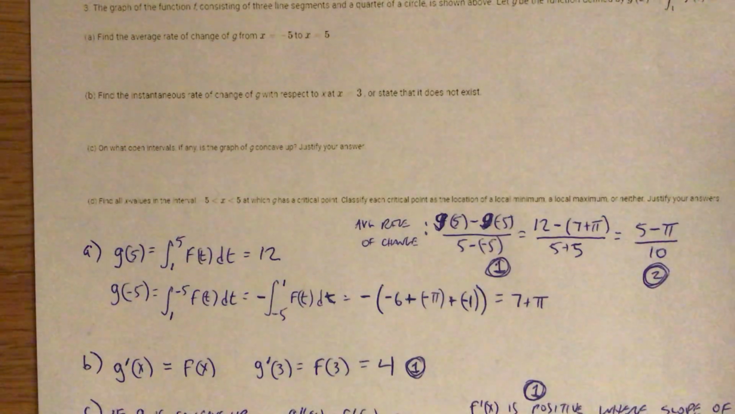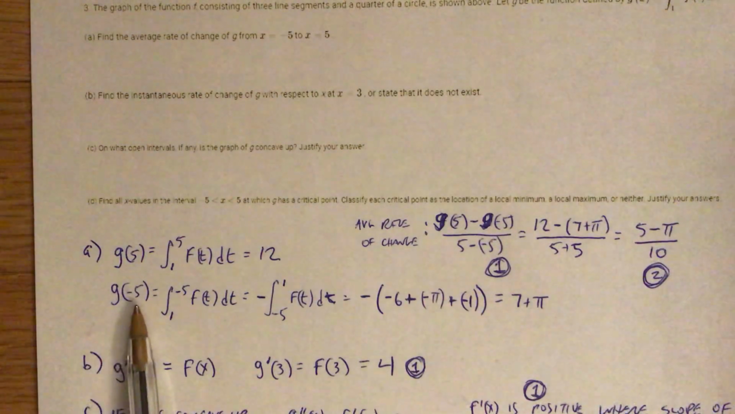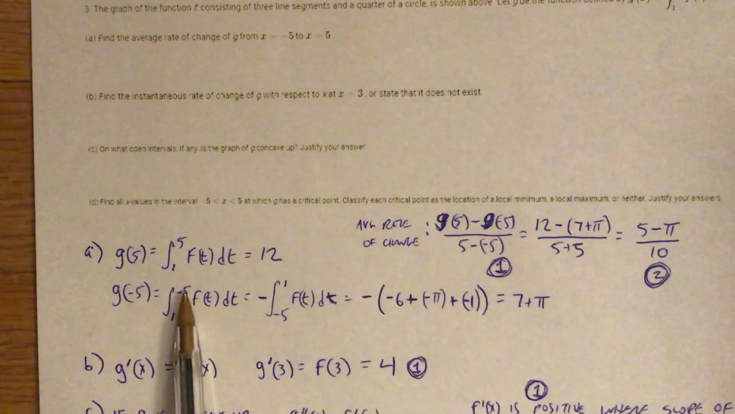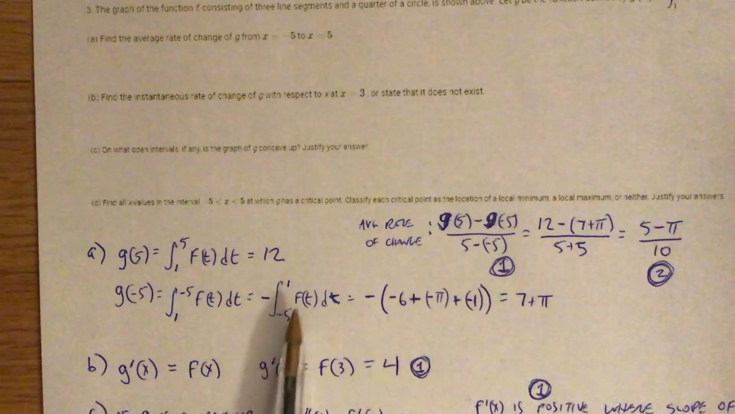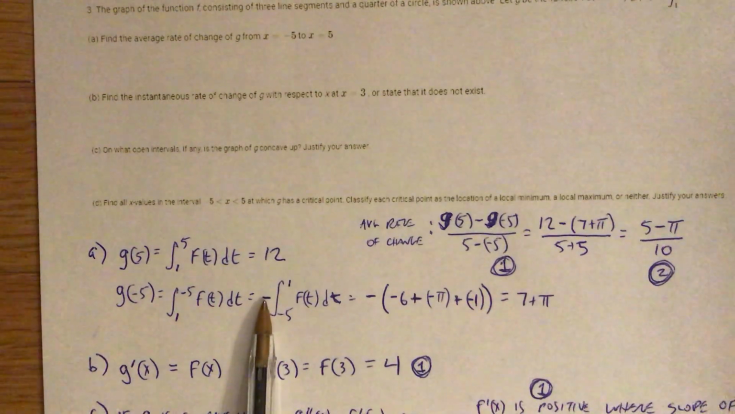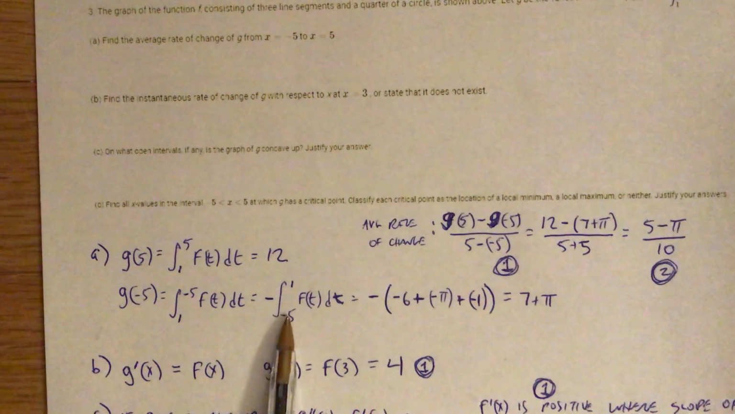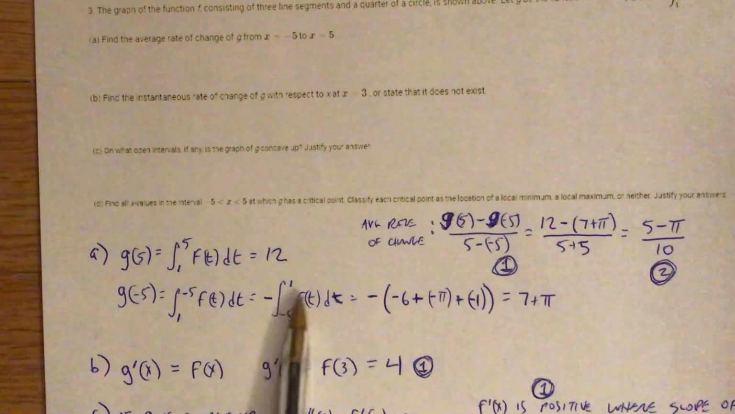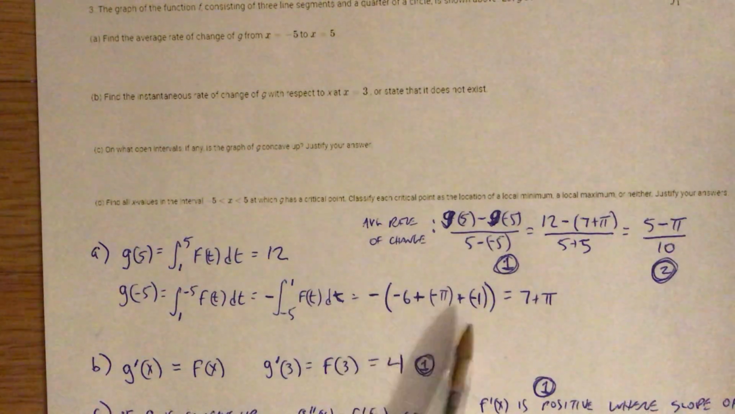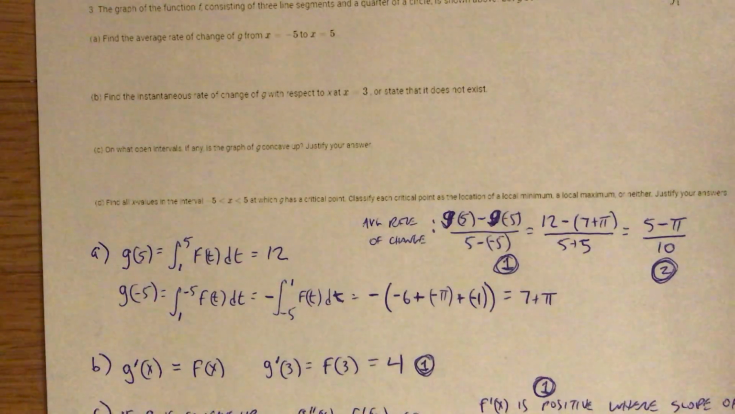Then g of -5 is a little more difficult because I'm going to integrate from 1 to -5. Now this is going the wrong way, so if you want to swap these, you could swap the limits of the integral, but you need to put a negative sign on it. So now I'm integrating the right way. I need to do negative the integral from -5 to 1 of f of t dt. So let me explain where I'm getting this from.